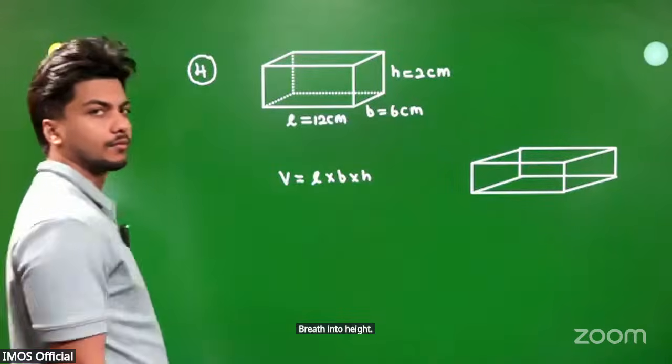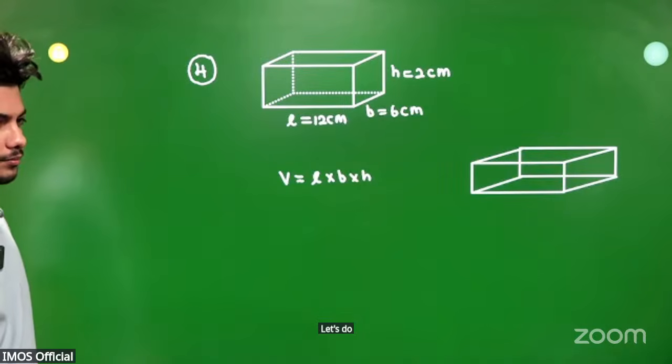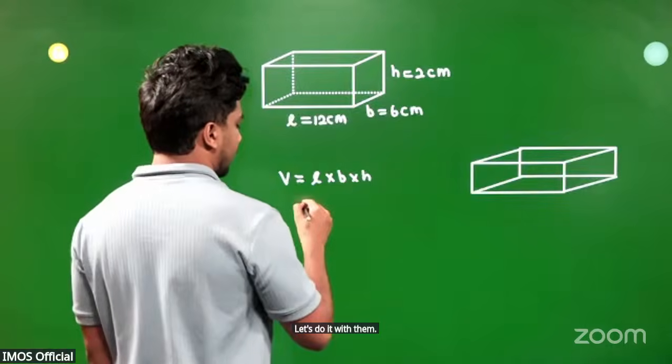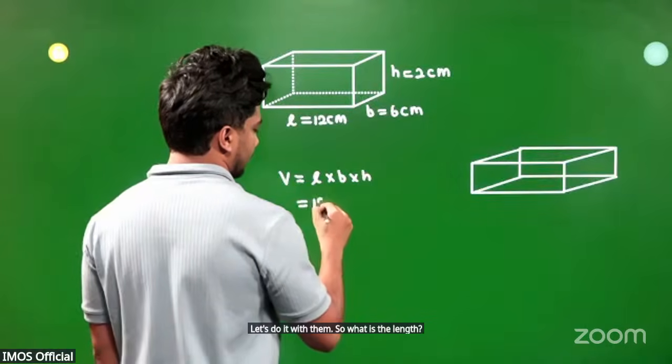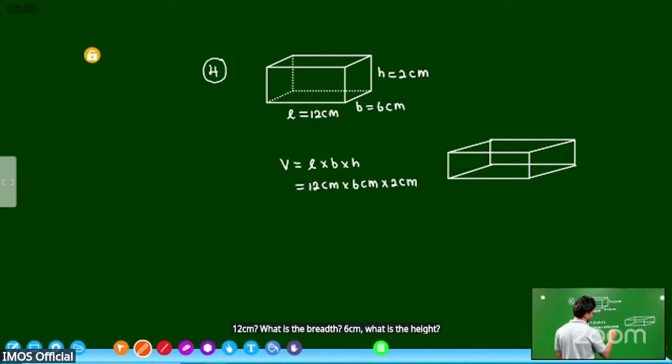Let's do it together. So what is the length? 12 centimeters. What is the breadth? 6 centimeters. What is the height? 2 centimeters. Right. So you can understand, 12 into 6 into 2. Centimeter into centimeter into centimeter, cubic centimeter.